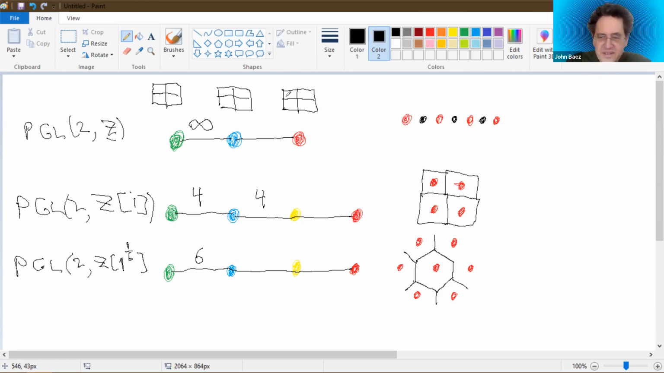Well, I think so, PSL to Z. People love this generator that's, well, in this matrix form, it would be upper triangular with 1s on the diagonal and a 1 in the corner. In the upper right. Yeah. So that's somehow supposed to be related to the product of the green and the blue dot.